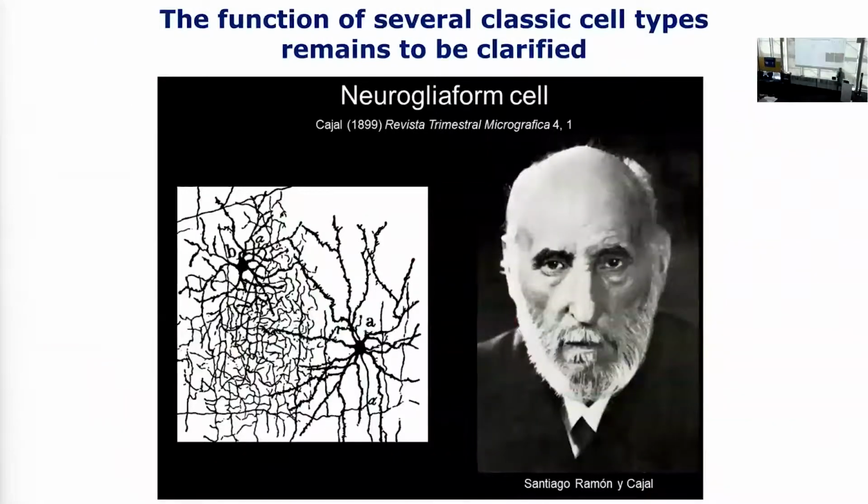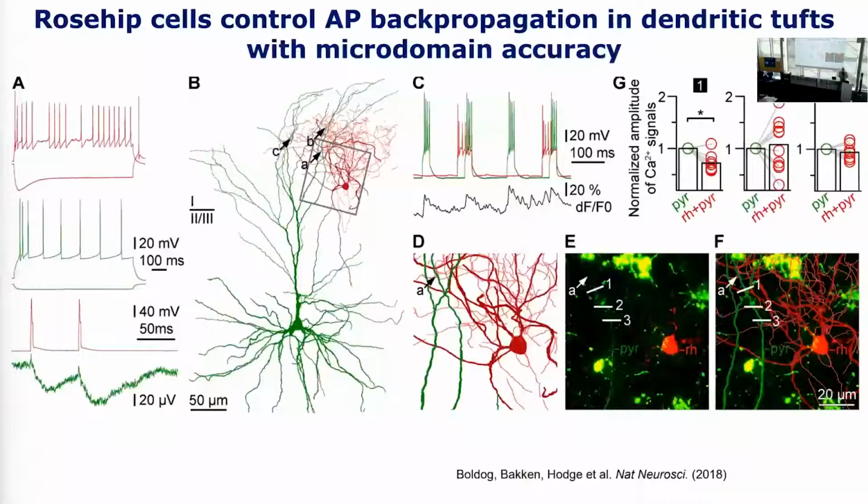You're saying, just to make sure I understand, there is a backpropagating action potential of the green cell, the pyramidal cell. Then you measure the calcium at this location from this backpropagating action potential. Then you activate the Rosehip cell and see a reduction in the calcium at this location. This is the inhibition of the backpropagating action potential. Exactly. And if you are more than 5 micrometers apart, there is no effect. It's a microdomain inhibition.